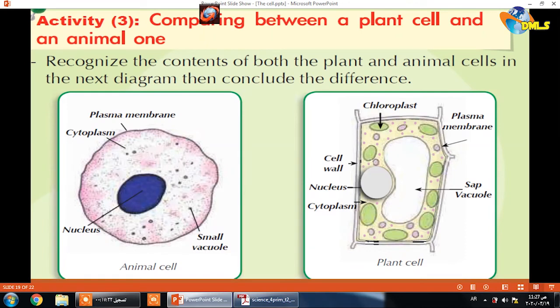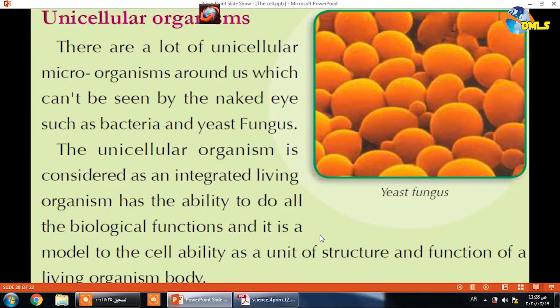So, if we have a simple comparison between a plant cell and animal cell, we're going to know that the animal cell doesn't have a cell wall, doesn't have a chloroplast, doesn't have a central vacuole.